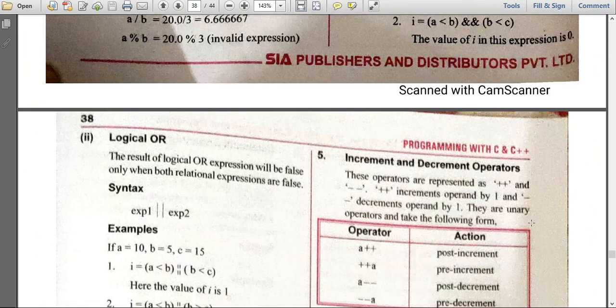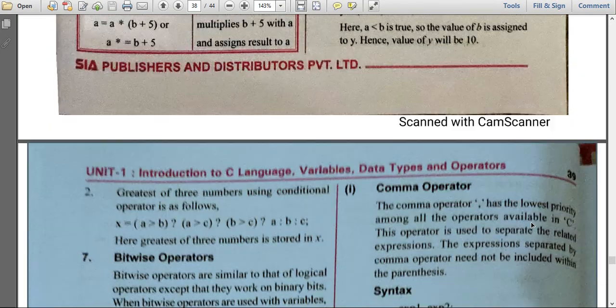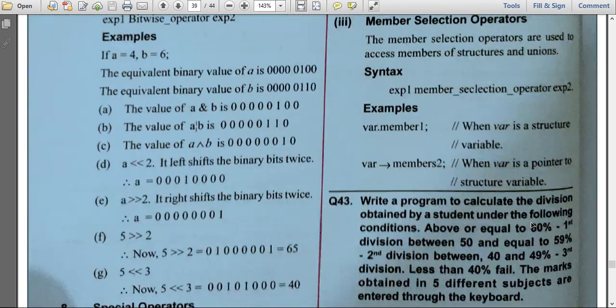Okay. Tomorrow we'll see programs on these operators. We'll discuss programs on these operators in the next class. Okay.